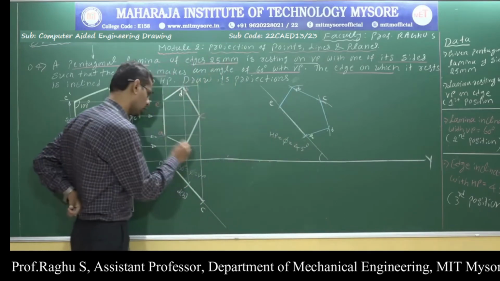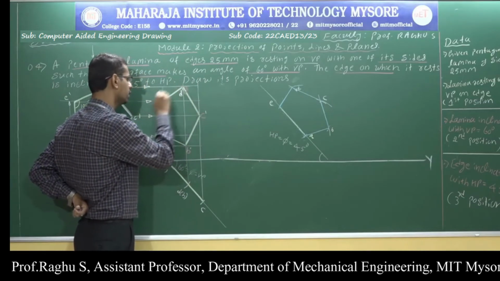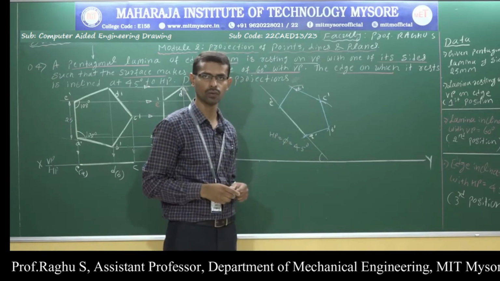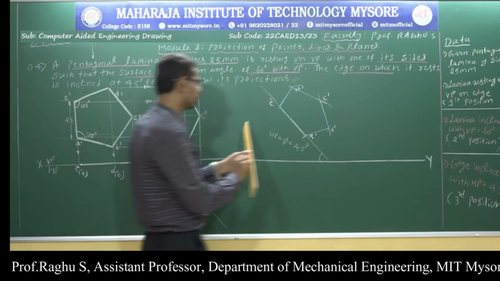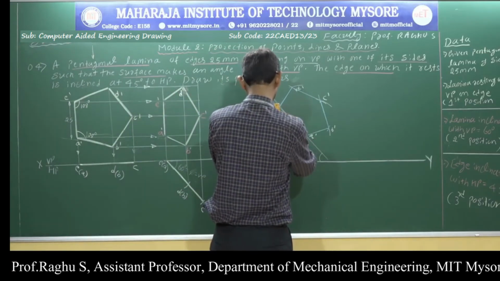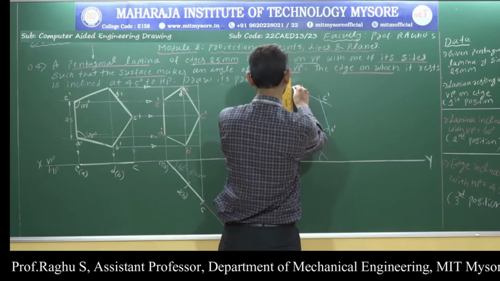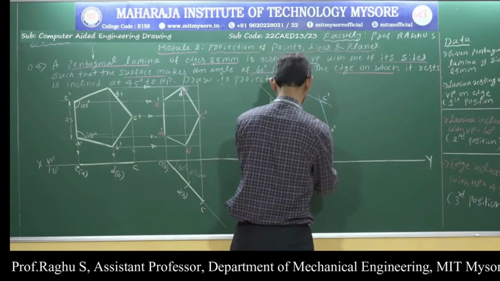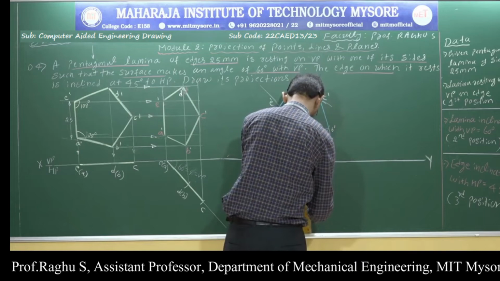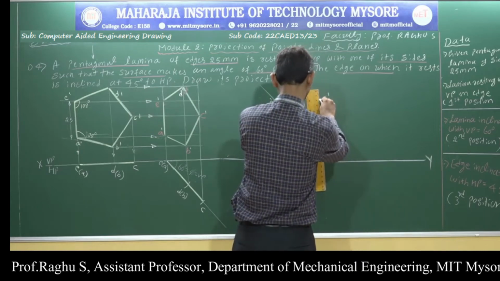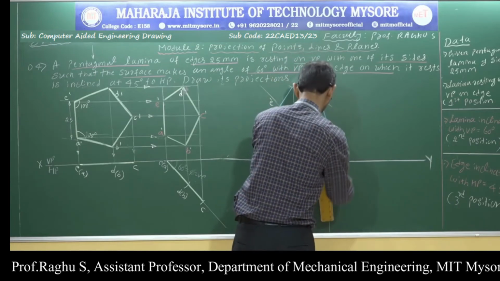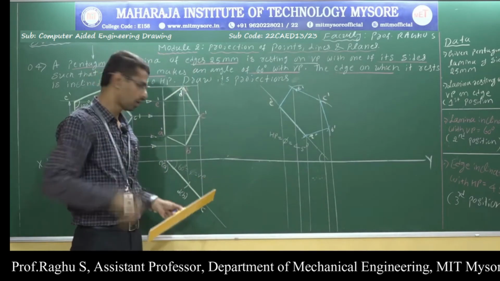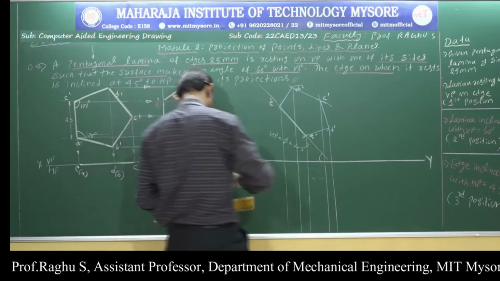Since it is the front view, write the namings as A dash, B dash, C dash, D dash and E dash. So, to write the last position, draw vertical projections from all the corners. Vertical downward projections. Similarly, draw horizontal projections.